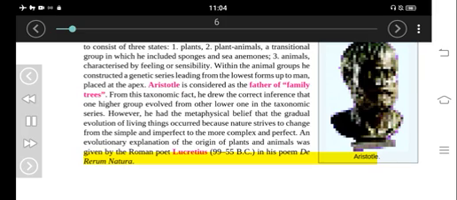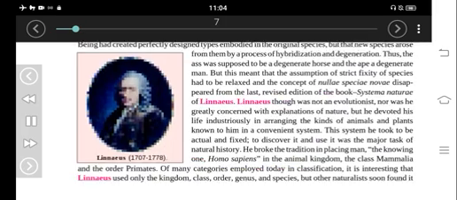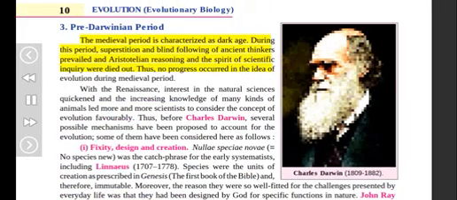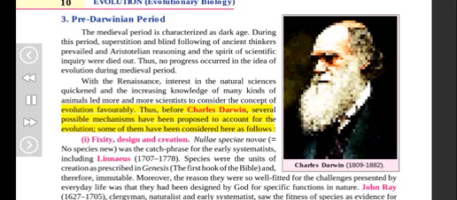3. Pre-Darwinian period. The medieval period is characterized as the Dark Age. During this period, superstition and blind following of ancient thinkers prevailed, and Aristotelian reasoning and the spirit of scientific inquiry died out. Thus, no progress occurred in the idea of evolution during the medieval period. With the Renaissance, interest in the natural sciences quickened, and the increasing knowledge of many kinds of animals led more and more scientists to consider the concept of evolution favorably. Thus, before Charles Darwin, several possible mechanisms had been proposed to account for evolution.